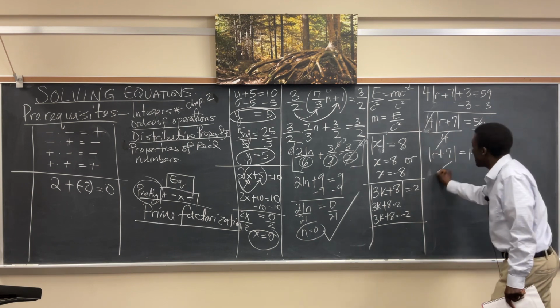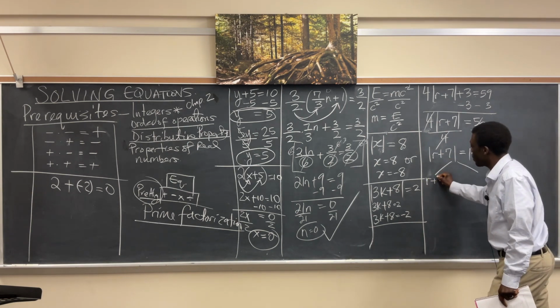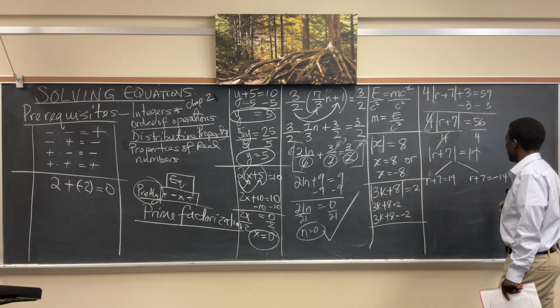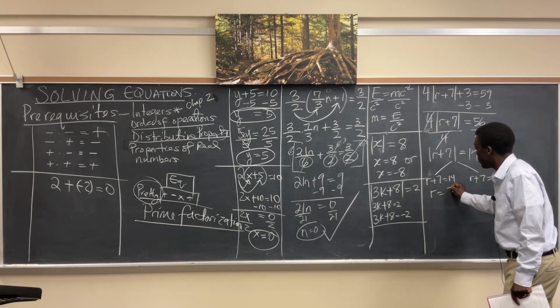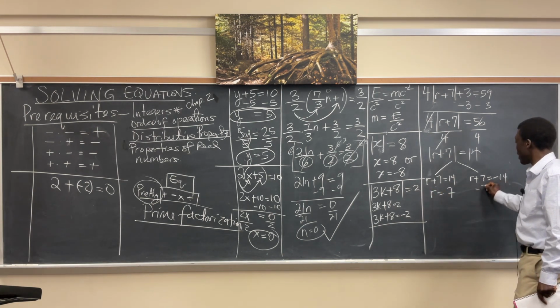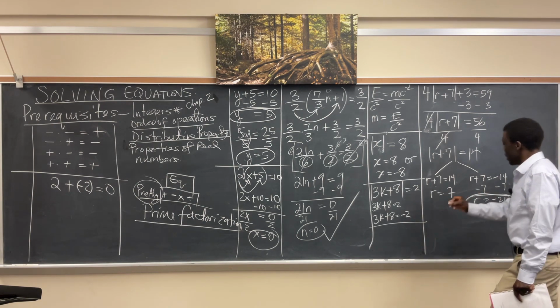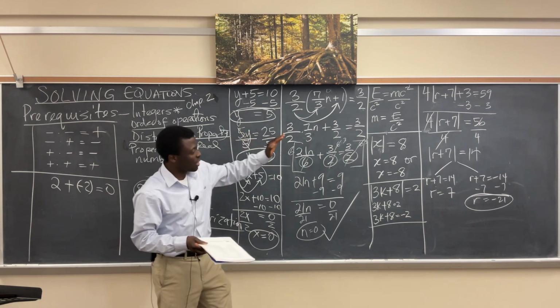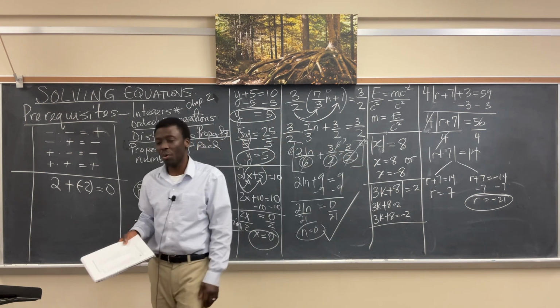R plus 7. Now we split it into two problems. R plus 7 is 14. R plus 7 is equal to negative 14. R is equal to 7 in this case, because you subtract 7 from both sides. And in this case, you subtract 7 from both sides as well. And R is equal to negative 21. This is absolute value equations. You have to make sure that you split it in two, and then you can solve the problem.